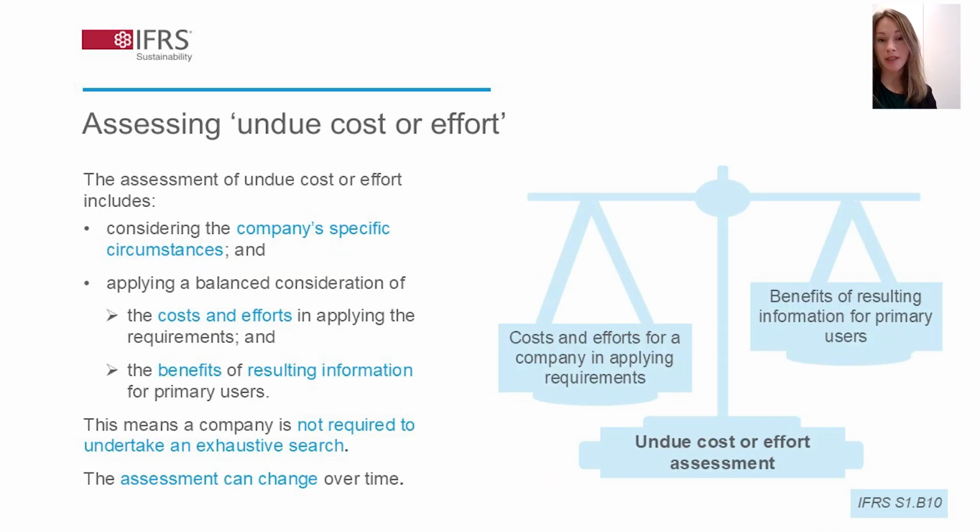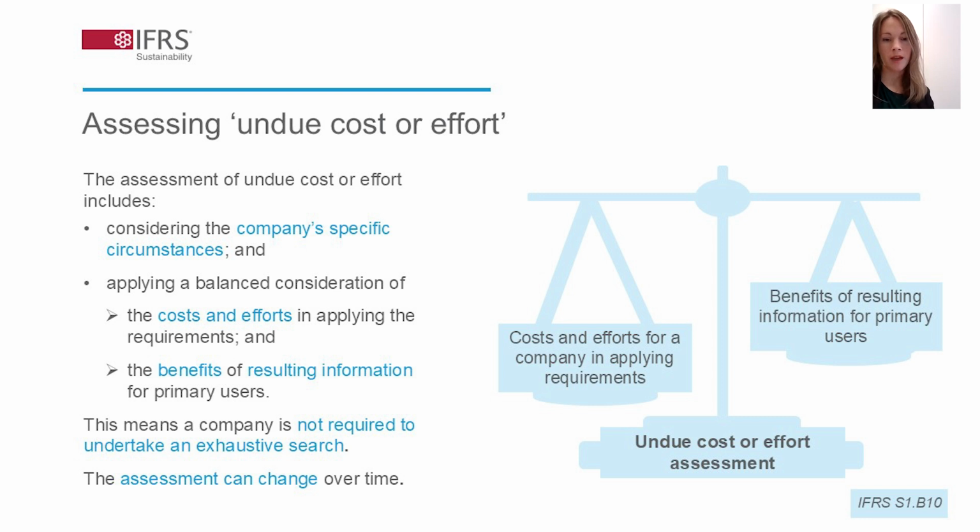Now, let's move to the second part of the proportionality mechanism. This is the part of the mechanism that provides the parameter about the cost or effort a company is required to incur in obtaining information to meet a specific requirement. And that is, a company needs to assess what constitutes undue cost or effort in obtaining information to meet that requirement. The assessment of undue cost or effort depends on the company's specific circumstances and requires a balanced consideration of one, the cost and effort for the company, and two, the benefits of the resulting information for investors or primary users.